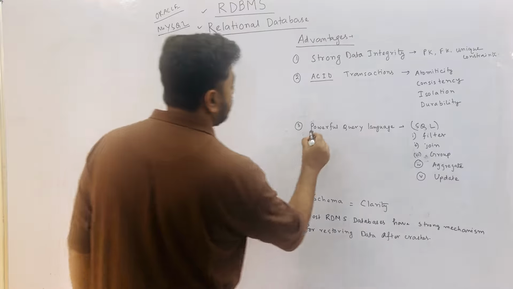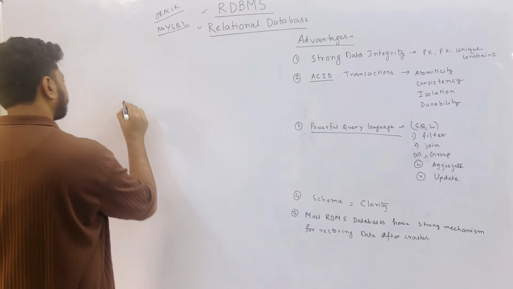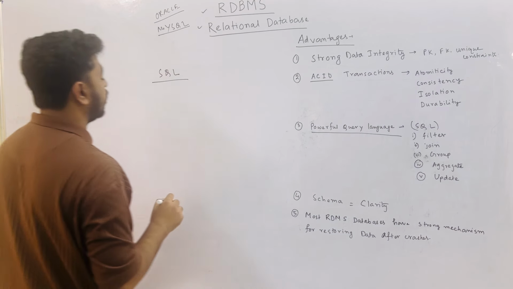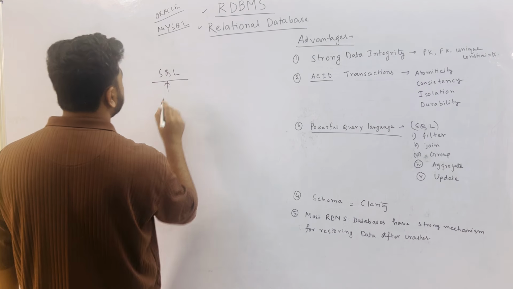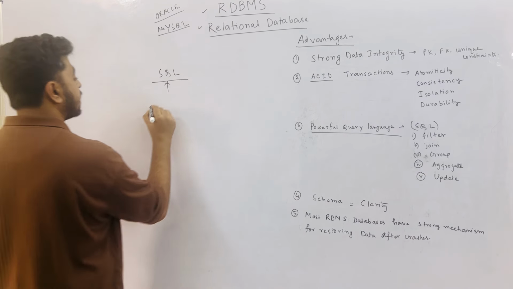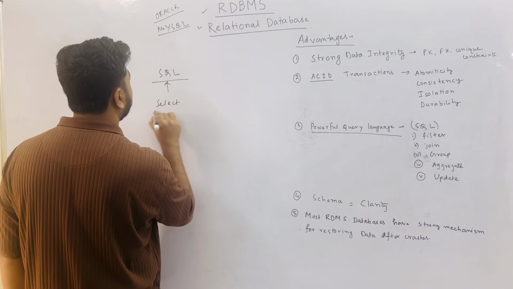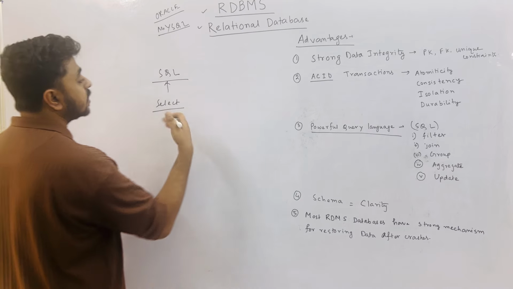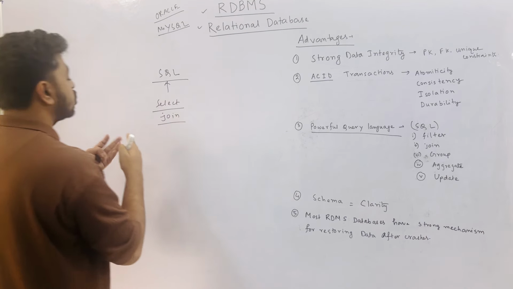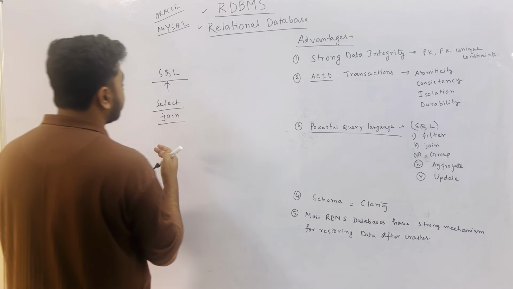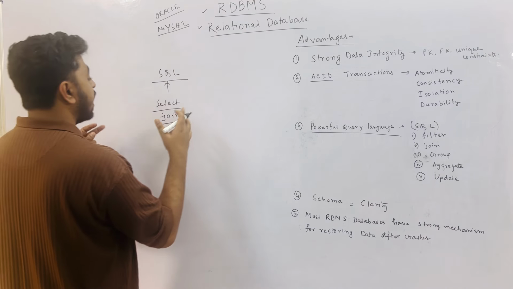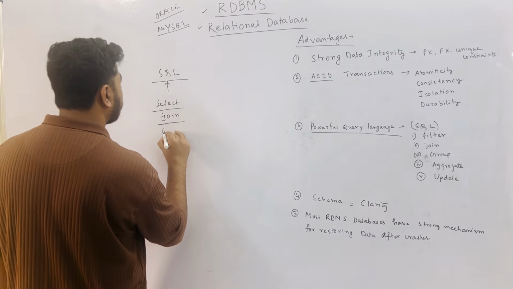So next, we have a powerful query language. For relational databases, we have a powerful query language called SQL. This SQL is the most commonly used query language, and it's very powerful because it has the select query. Using this select query, we filter out data based on certain conditions. We have the join query, where we can join multiple tables using a foreign key and extract the data. So this is a very powerful join.